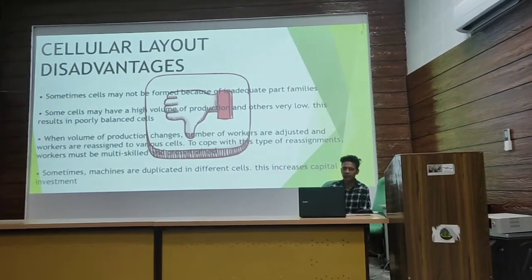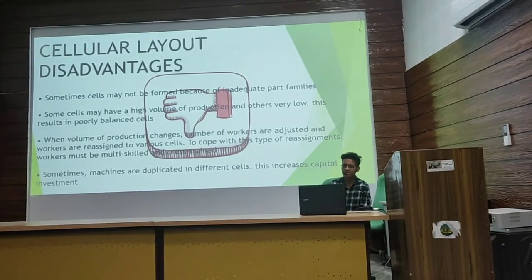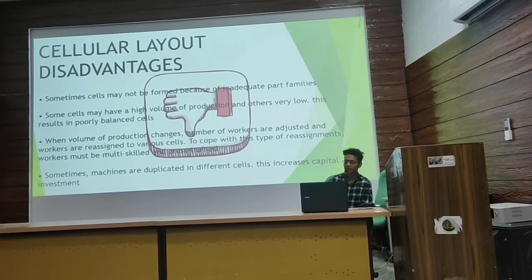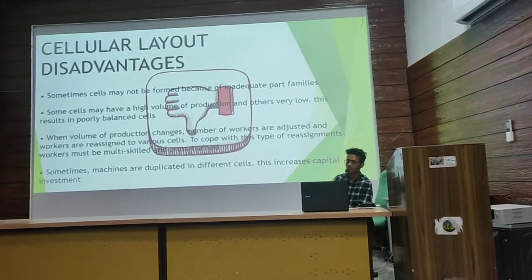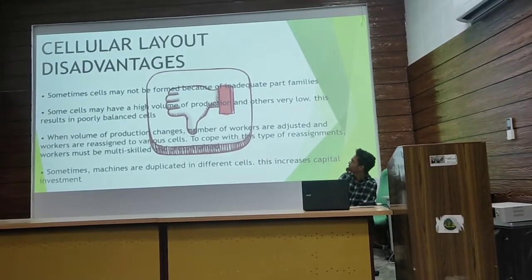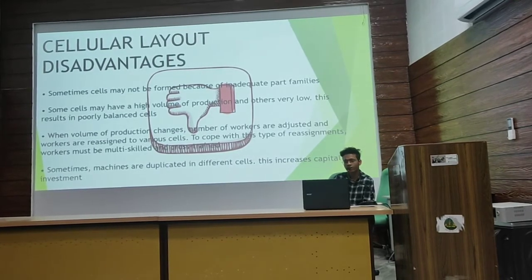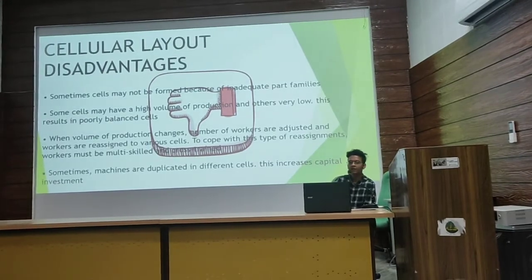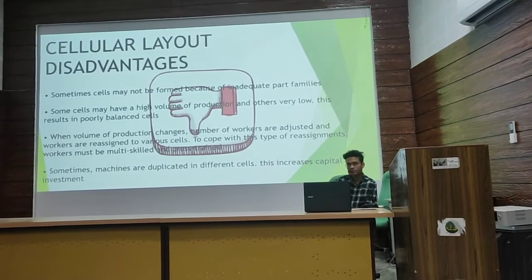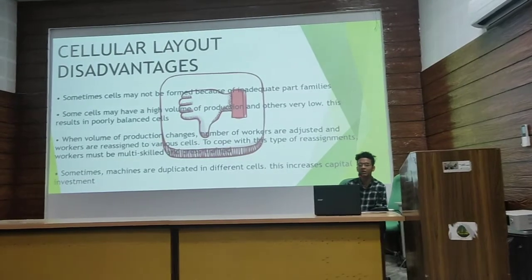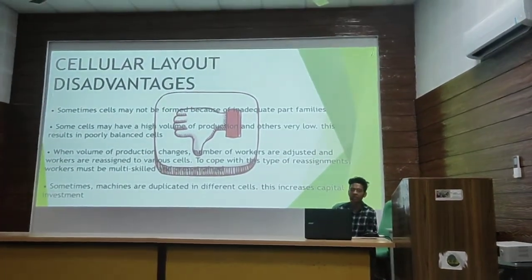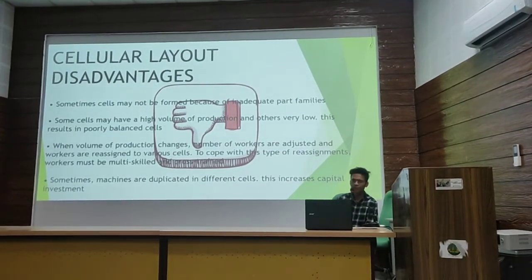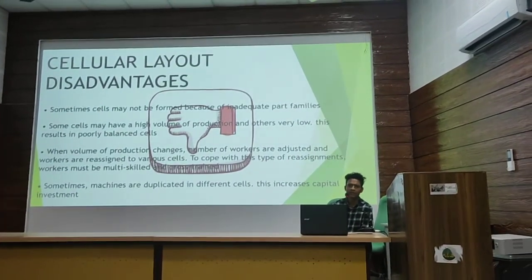And my last point is that sometimes machines are duplicated in different cells. This increases capital investment. Okay, at the end, I would like to say that all these slides were for the cellular layout, or we can also say group layout, known by both names. The cellular layout is nothing but different machines arranged in such a form that the different parts of one product go through them and assemble at the end.